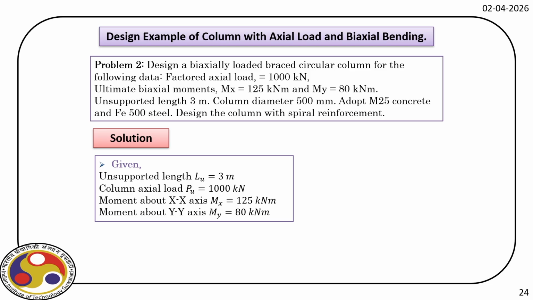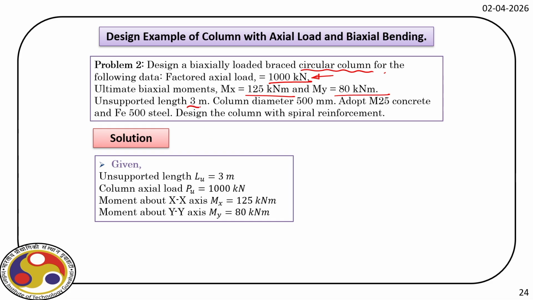Now let us try a different cross section for this same biaxial bending. Now in this case we have a circular cross section, right? When we have a circular cross section, because of the symmetry, we expect the capacity along X and Y to be same, and then we have to design that cross section against a factored axial load of 1000 kilonewton, Mx 125 kilonewton meter, and My 80 kilonewton meter.